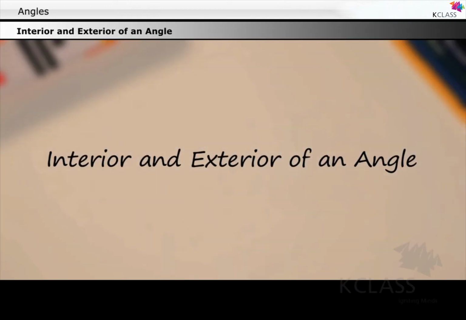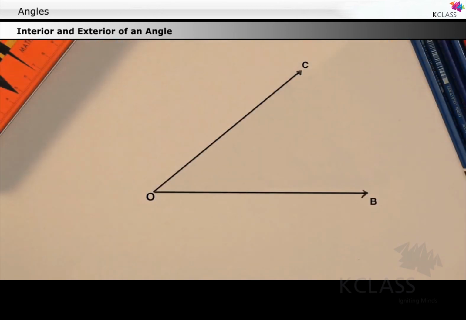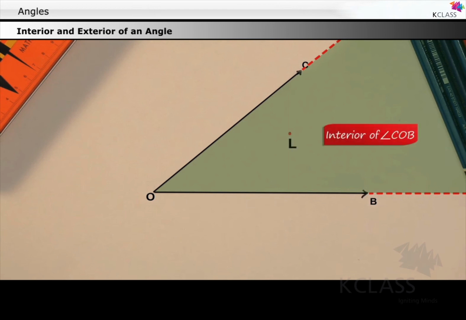Interior and exterior of an angle. Look at this figure. Confused? The green colored area shows a part of the interior of angle COB. Rays OC and OB are infinite, is it not? So the interior of the angle is also infinite. Point L lies in the interior of the angle COB.